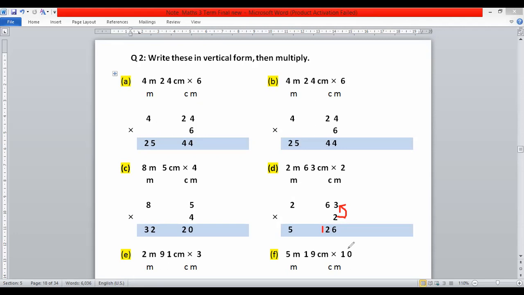Therefore, here we cannot write 12 full. Third digit will be carry here. When we multiply 63 by 2, we get 126. Right? First two digits here and third digit carry. After that, multiply 2 by 2. 2 twos are 4 plus 1, 5.